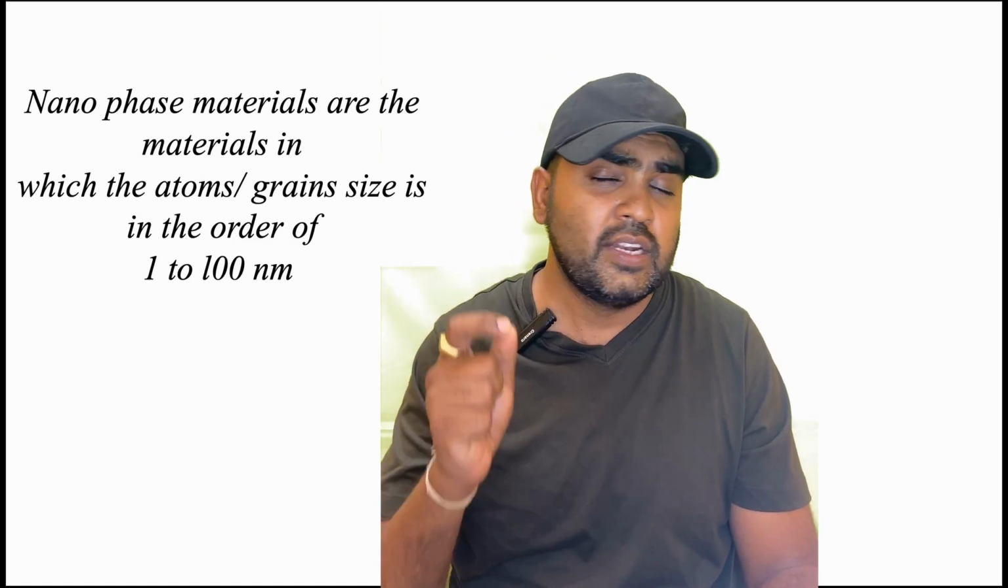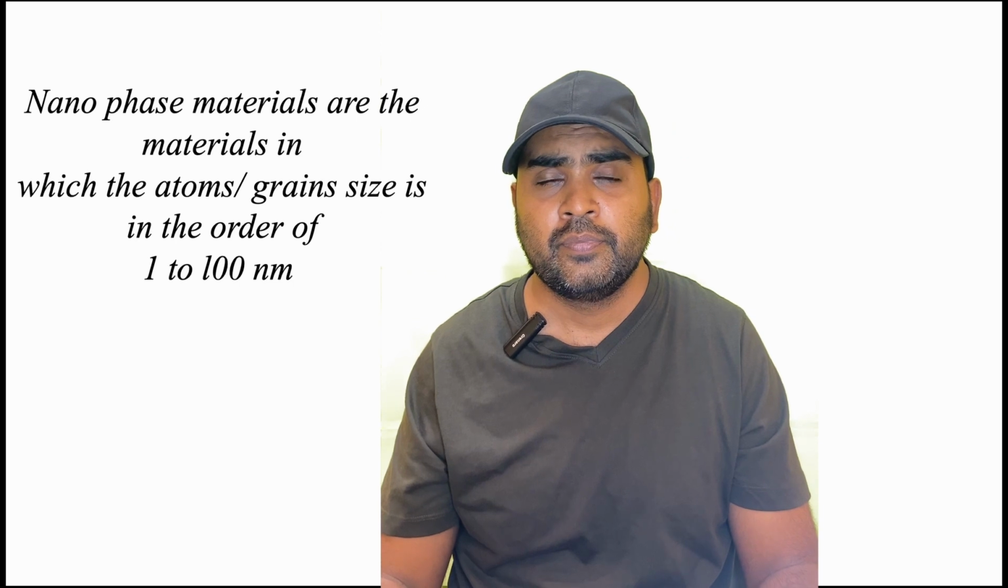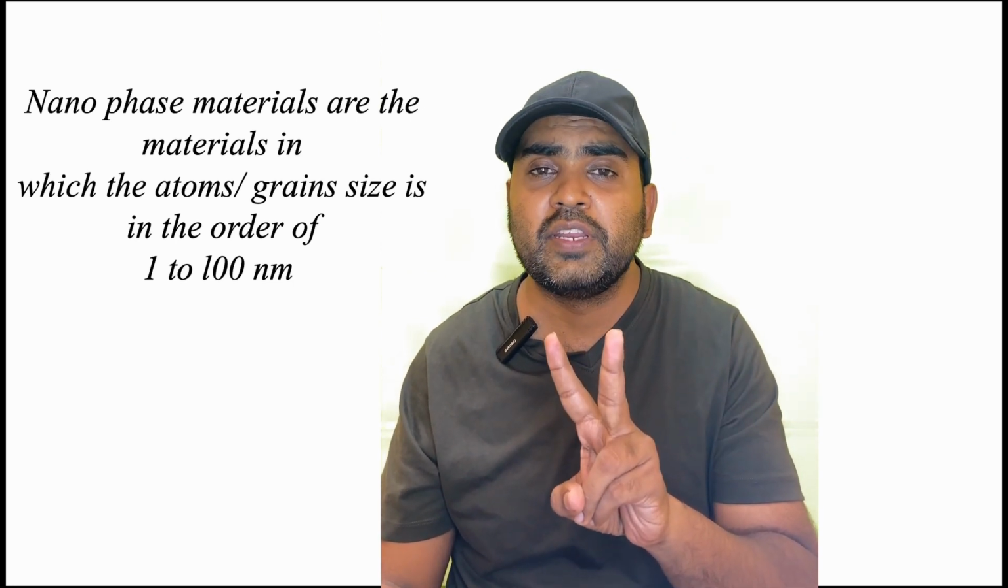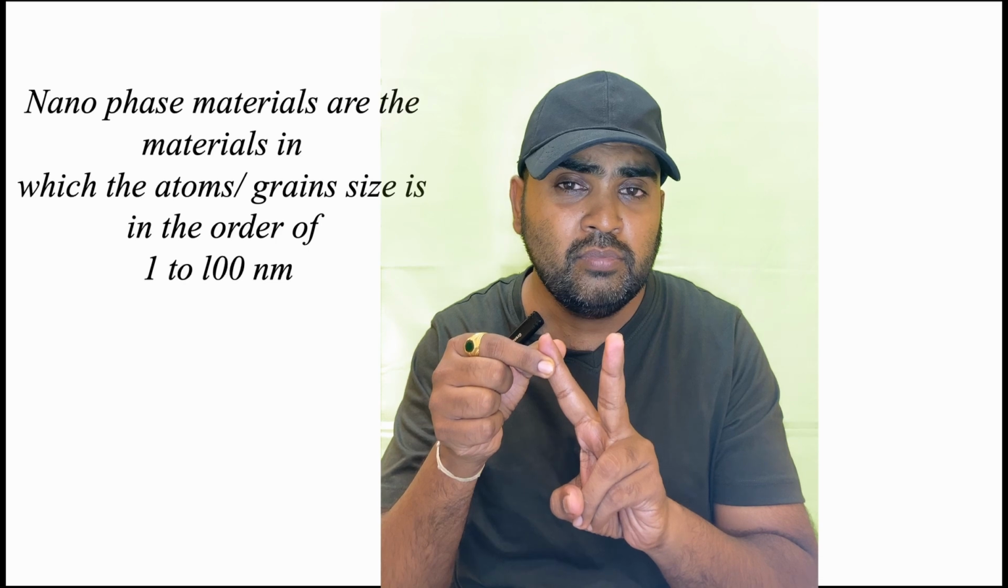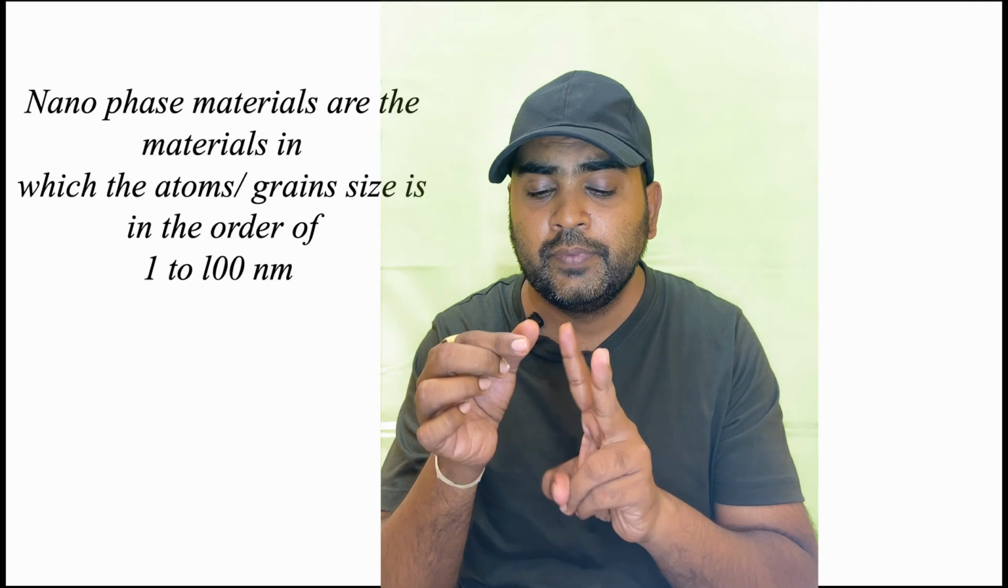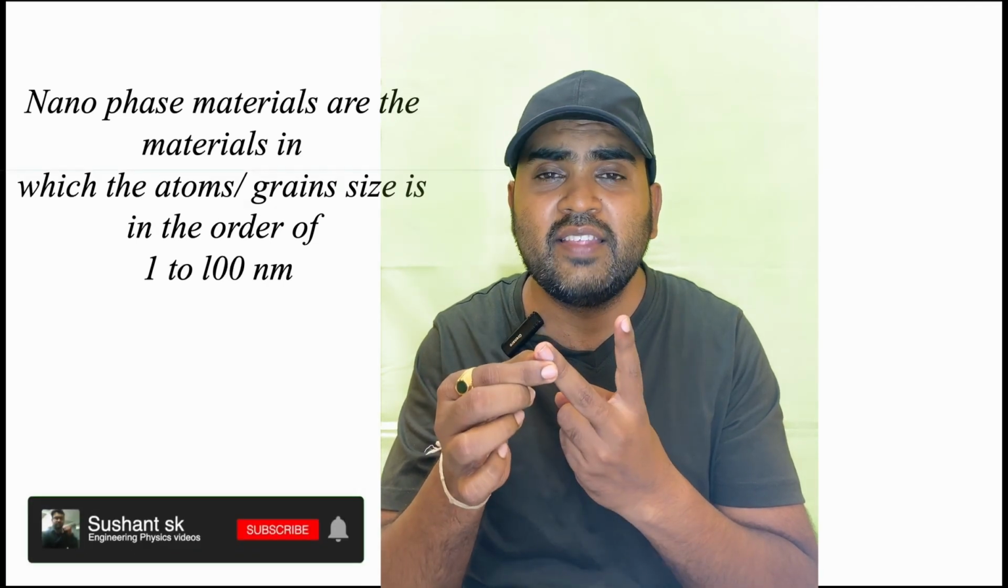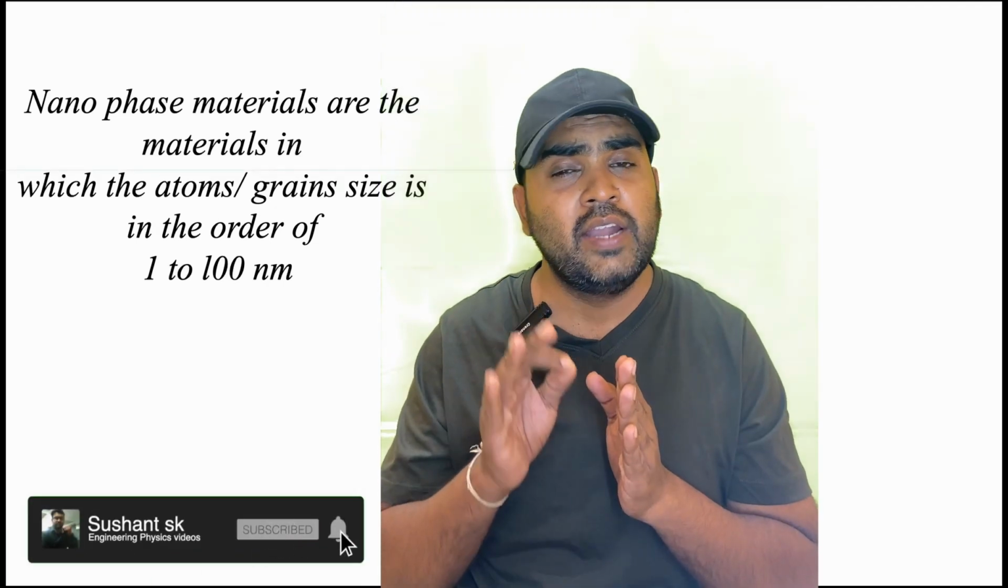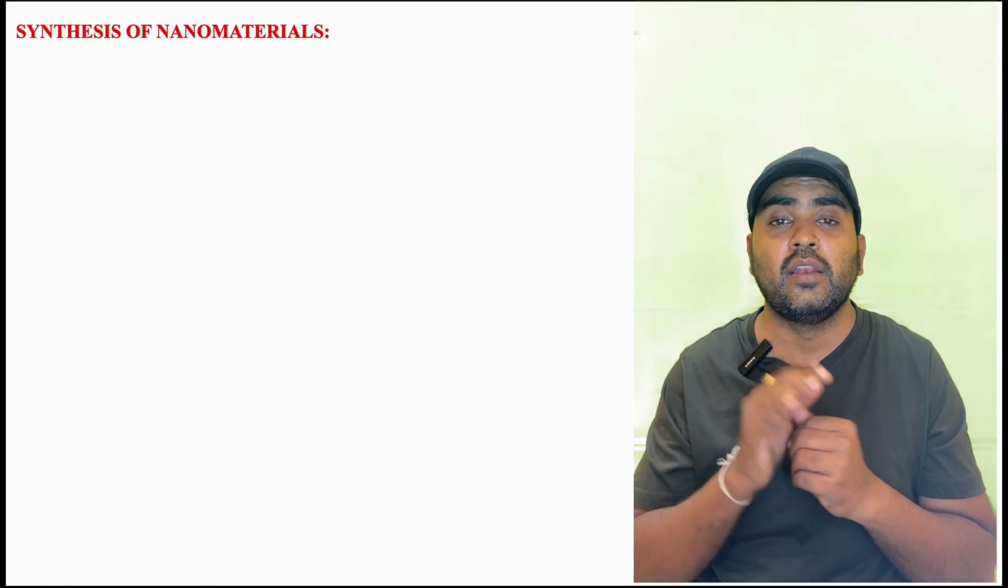If you see the definition of nanophase material, there are two important concepts we need to observe. One is the size of the atom, or grain size of the material. The size of the atom or grain size of the material must be in the range of 1 to 100 nm. Then only we can say the material is a nanophase material. Otherwise, we can't say that. So, what is a nanophase? For that, we need to take one simple example.